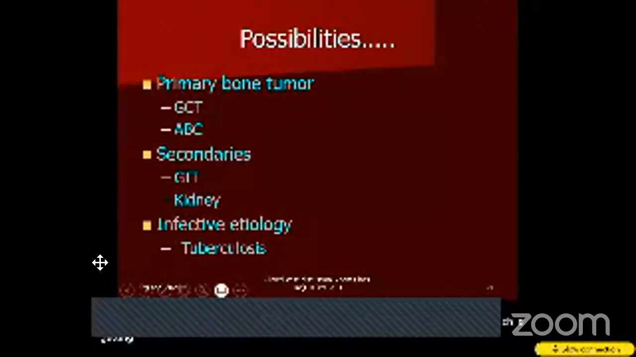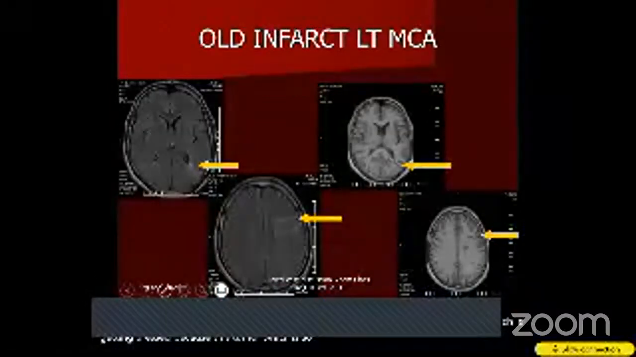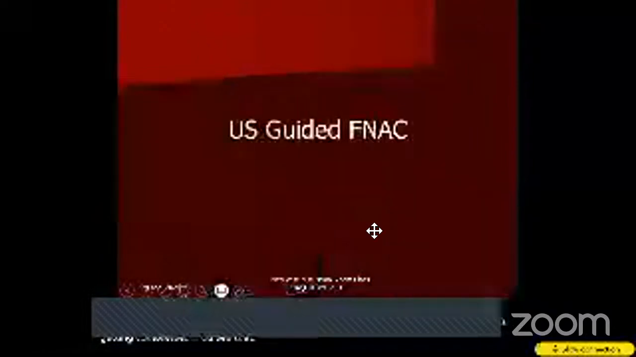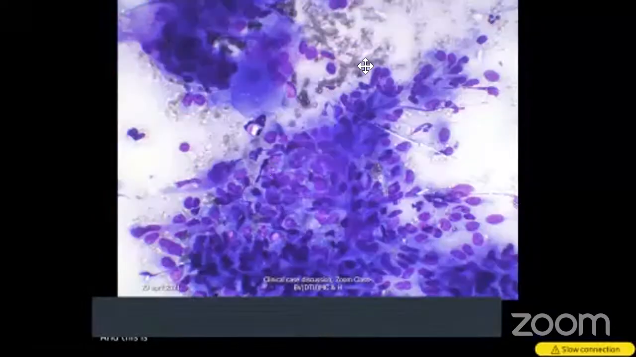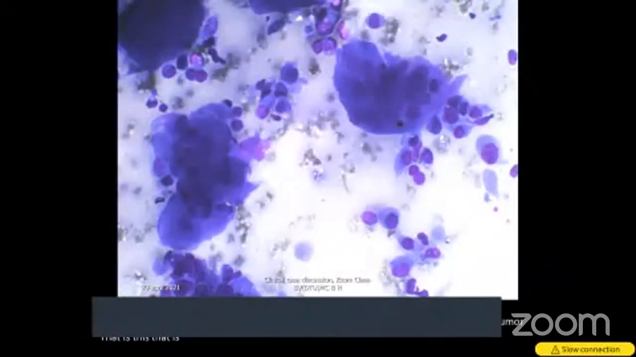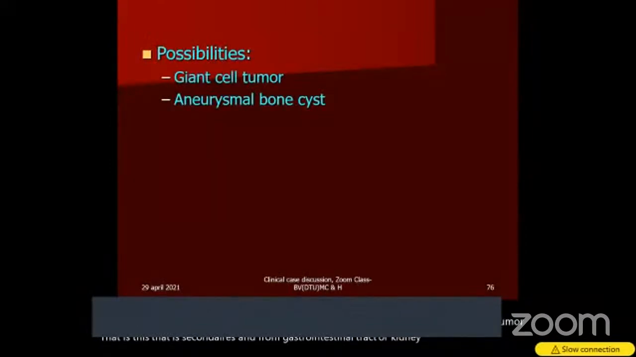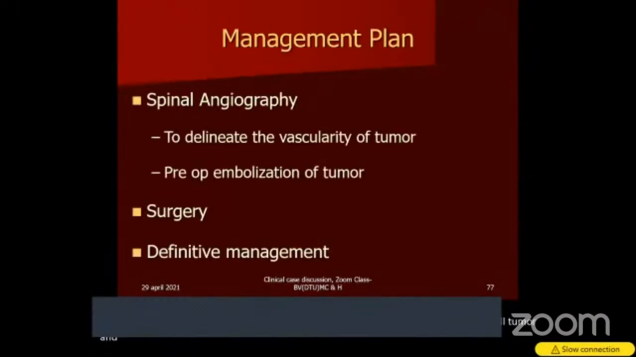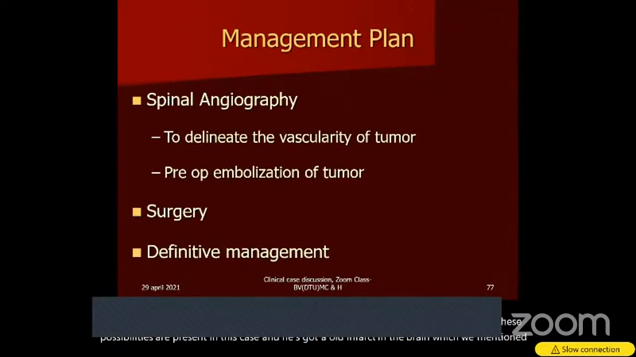which we mentioned. So what we did was a USG guided FNAC, which has shown this type of giant cells. Giant cells have been seen in this FNAC specimen of this tumor, and the possibilities are giant cell tumor, aneurysmal bone cyst. Spinal angiography to delineate the vascularity of the tumor was done, and preoperative embolization of the tumor to reduce the bleeding during the procedure is done. Surgery is the definitive management.